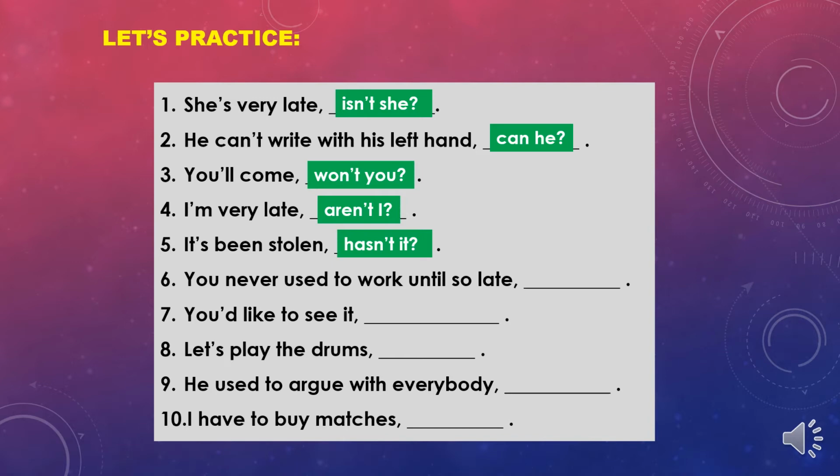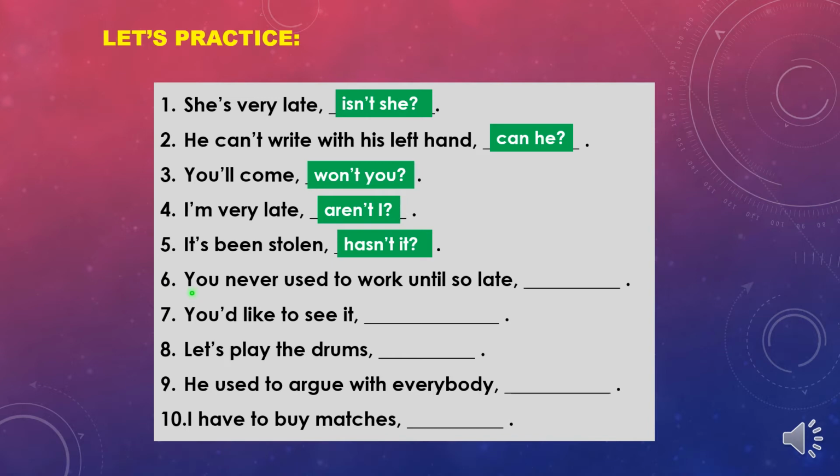Nunca solías trabajar hasta tan tarde. So this is past. Okay, remember this is past. And you have here, I'm going to, okay. When you have never, in this case, you have, you never used to work until so late. You never used to work until so late. This is a sentence with negative meaning.